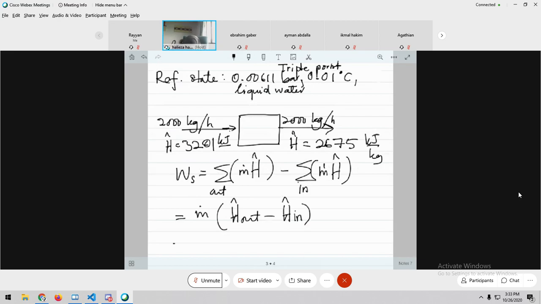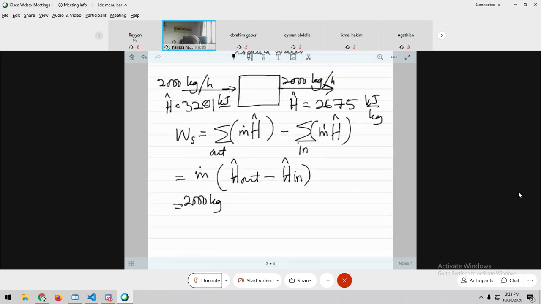Okay, so what is the mass that we have? We have 2000 kilograms per hour. The difference in enthalpy: out enthalpy is 2675 minus the in enthalpy 3201, and the unit is kilojoules per kilogram. I forgot to write per kilogram here.